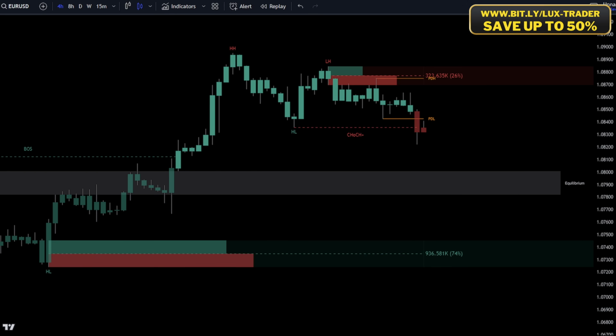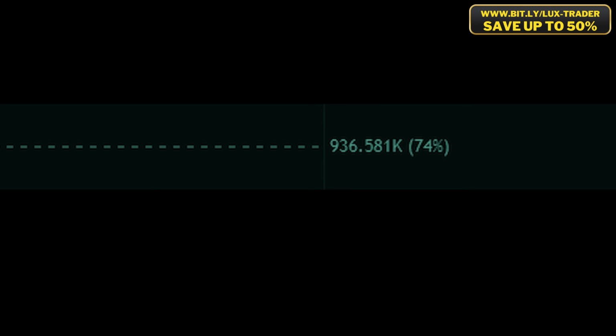Alright, next we have other areas that show volumetric order blocks. In case you don't know what an order block is, order blocks are price ranges in the market where large market participants, like institutional traders, banks, or hedge funds, have previously placed substantial buy or sell orders, causing significant market movement. In other words, order blocks are areas on the chart where a large volume of orders has been executed.